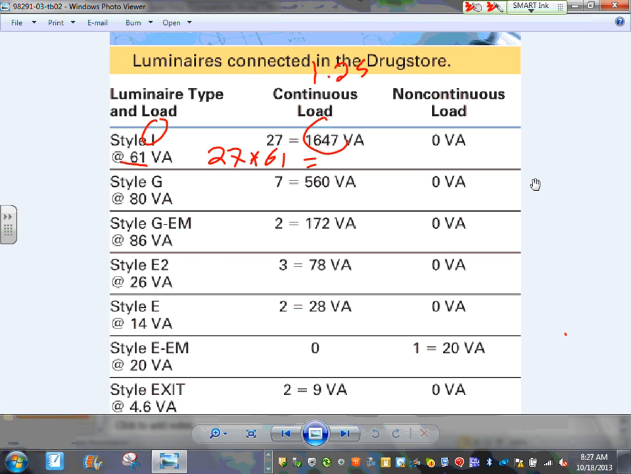And then the same thing, guys. We have 86 here multiplied by 2, and 26 here multiplied by 3, and that gets you all these values. They're all continuous. They have a style E, the emergency. It's a 20 volt amp, and it's non-continuous. The only light that they have that's not a continuous load is the emergency light. And guess what? We actually don't count the emergency light when it comes to the load.